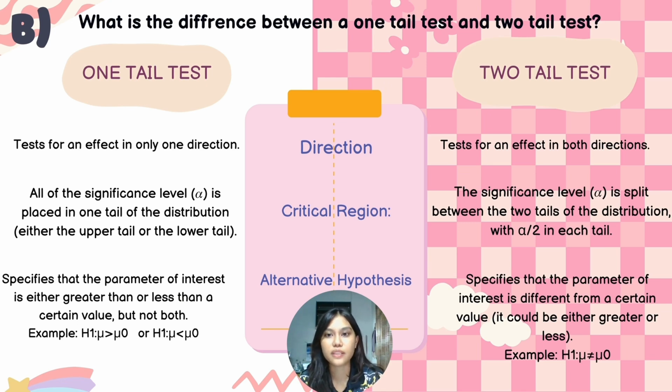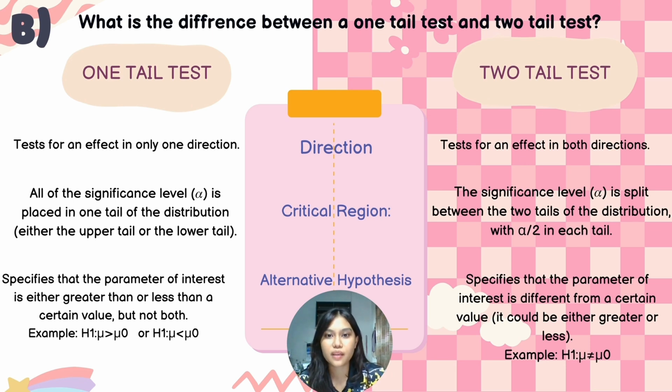All the significance level is placed in one tail of the distribution, either the upper tail or the lower tail, for a one-tailed test. And for a two-tailed test, the significance level is split between the two tails of the distribution, with alpha divided by 2 in each tail.